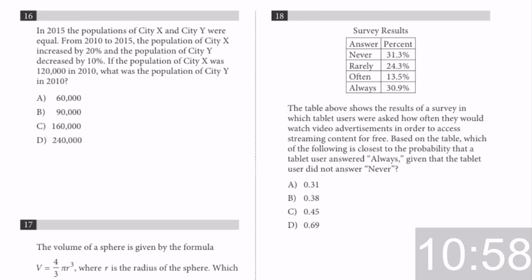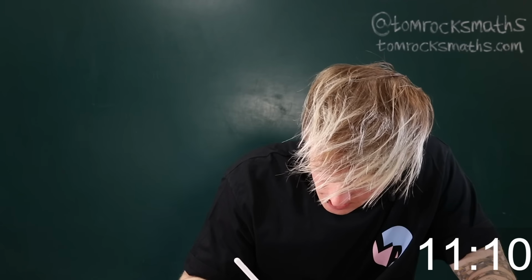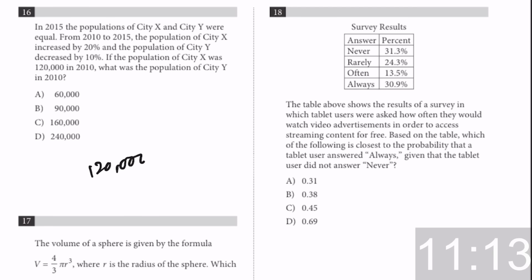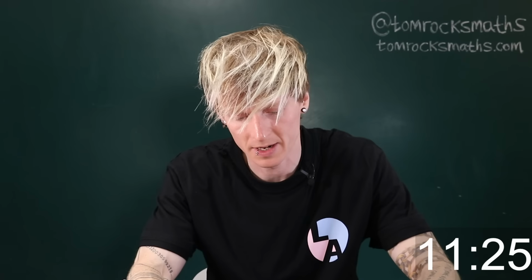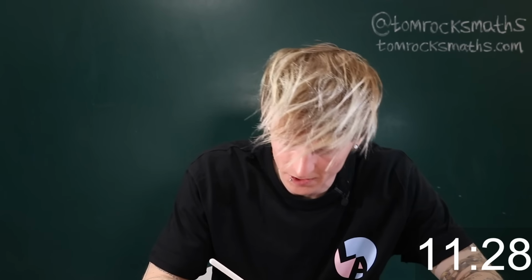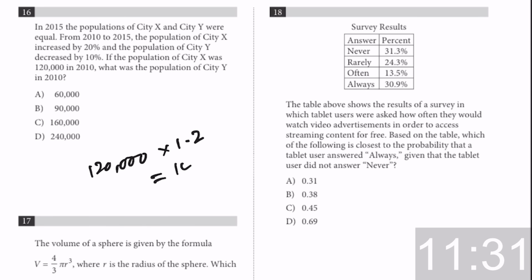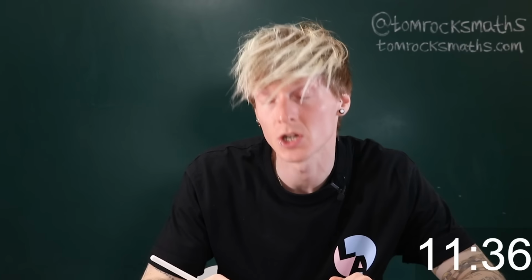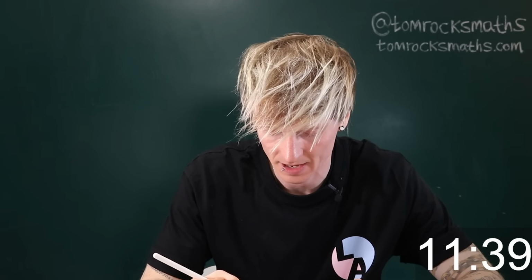16. In 2015, the populations of city X and city Y were equal. In 2010-2015, city X increased by 20% and Y decreased. Population of city X was 120,000, and then it increased by 20%, so times 1.2. I can work this out. So that's another 24,000, therefore 144,000. So city Y finished on 144,000 and it had decreased.